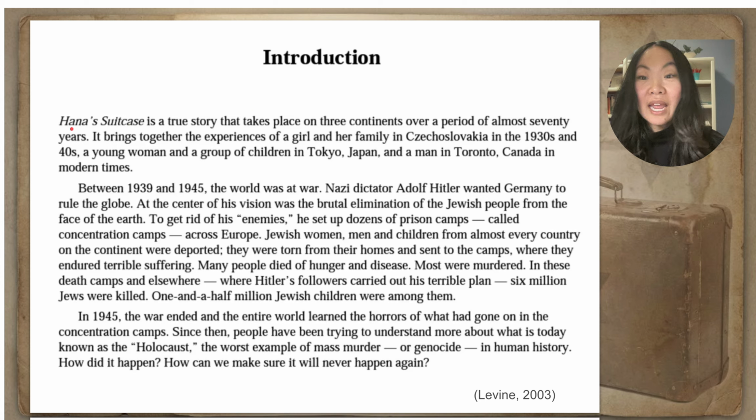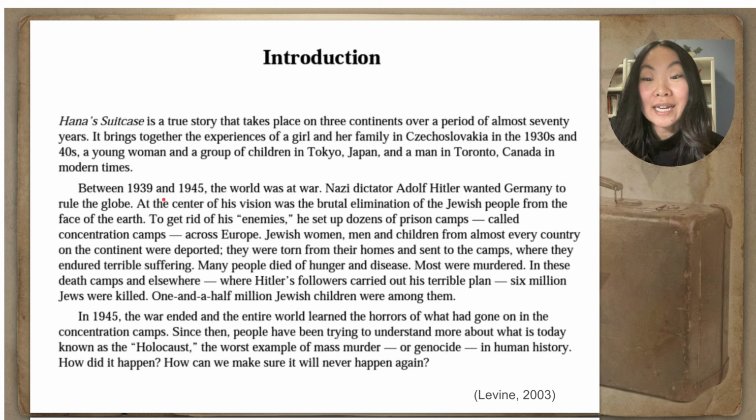Introduction. Hana's Suitcase is a true story that takes place on 3 continents over a period of almost 70 years. It brings together the experiences of a girl and her family in Czechoslovakia in the 1930s and 40s, a young woman and a group of children in Tokyo, Japan, and a man in Toronto, Canada in modern times.